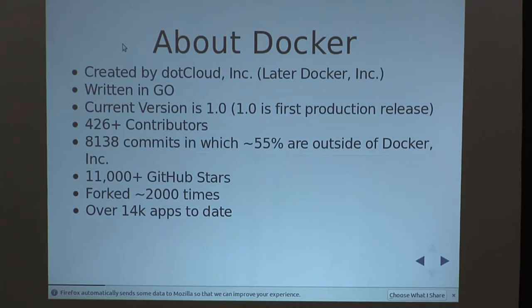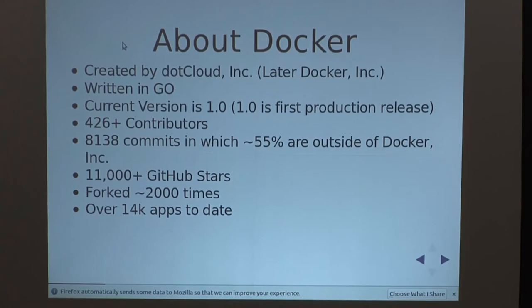So currently there's about 426 contributors on GitHub. There's over 8,500 commits, and about 60% of those now are outside the company, which is really awesome. The community behind Docker is really huge, and they're really passionate, and they're moving this thing forward a lot. So it's not just the company, it's actually the community.